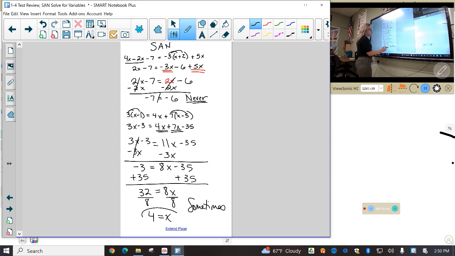So if you get an answer that looks like this, it's sometimes. You get something that looks like this, it's never. And then the one before where you had 8 equals 8 or 10 equals 10, those are always true.